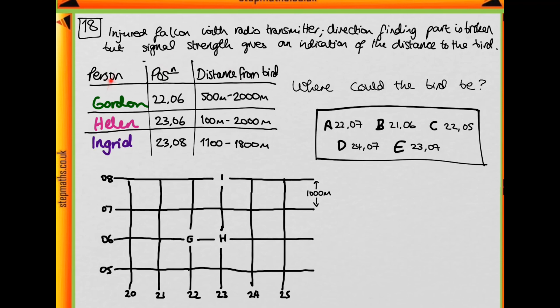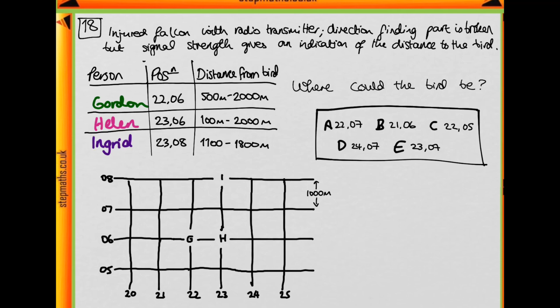We're given some information which I've summarised in a table here. We've got the positions of each of the 3 ornithologists, Gordon, Helen and Ingrid, and their distance from the bird as determined by the signal strength of the transmitter. And we want to know where the bird could be in terms of the grid.